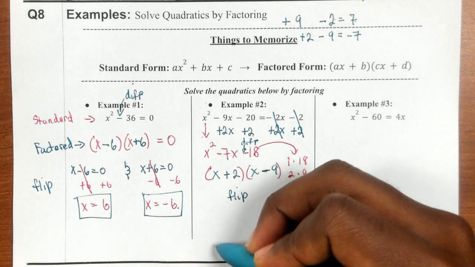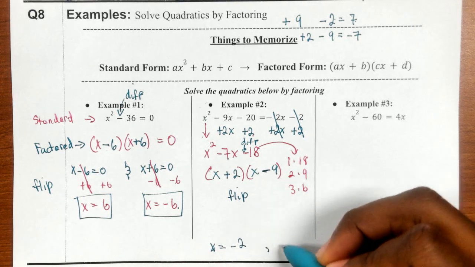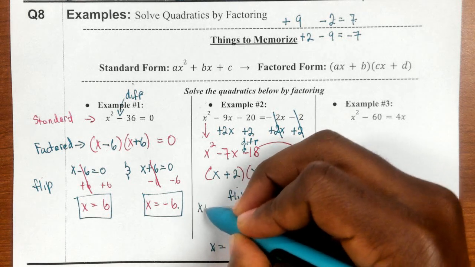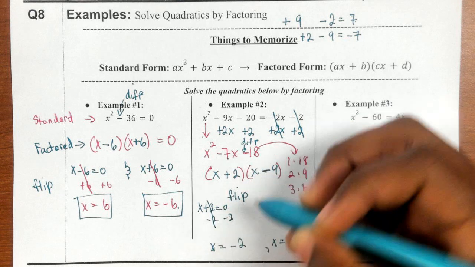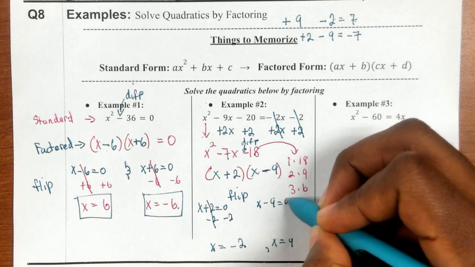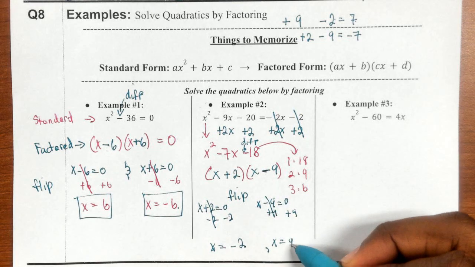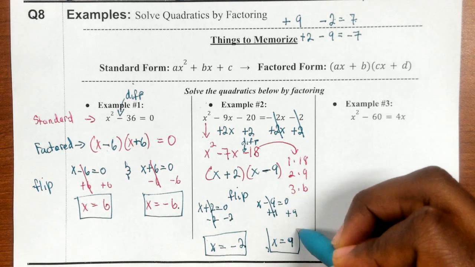Alright, so your x values will be -2 and positive 9. So what you'll be doing is saying x plus 2 equals 0, minus 2, minus 2. That's how you get -2. x minus 9 equals 0. Add 9, add 9. That's how we got positive 9. Alright, so again, guys, those are our answers.